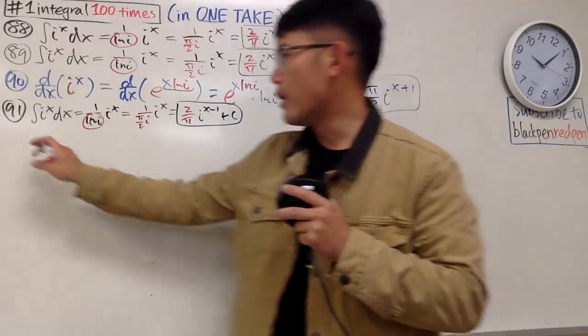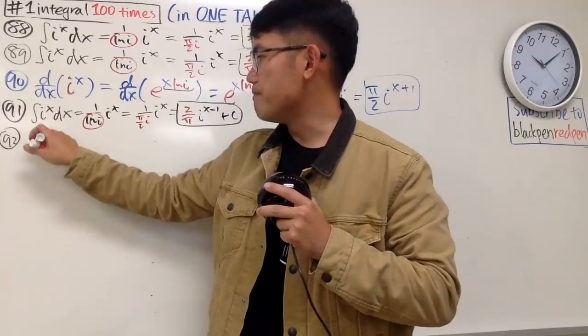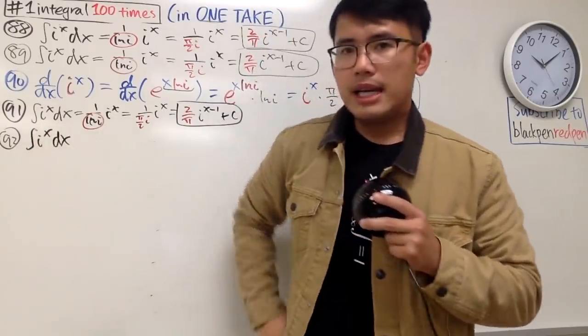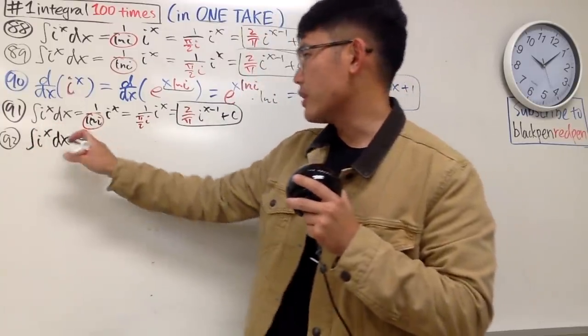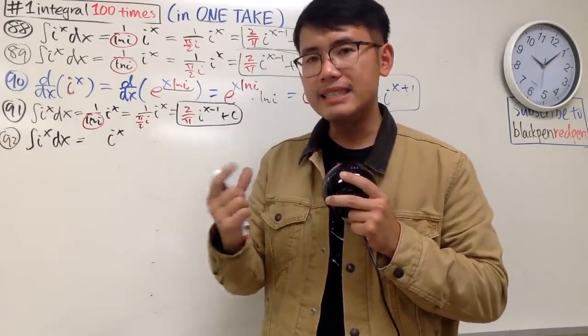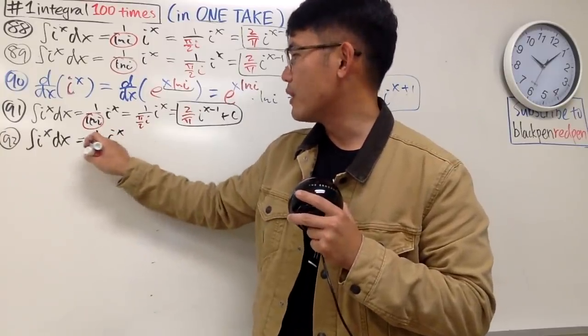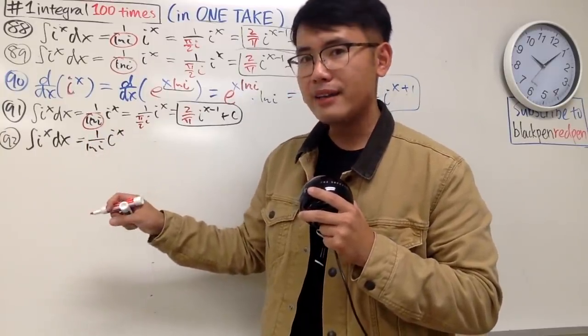Cool. Now, number 92. We have to integrate i to the x power. How can we do that? Well, this right here, we get i to the x power, because that's the exponential part, but i is a constant. We have to divide by natural log of that, right? So it's 1 over natural log of i.